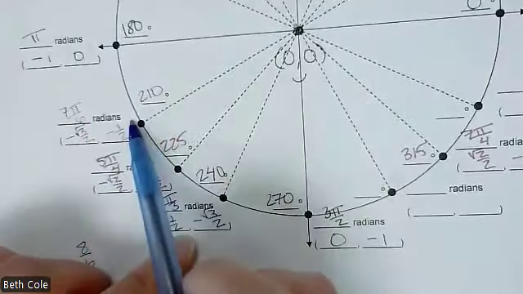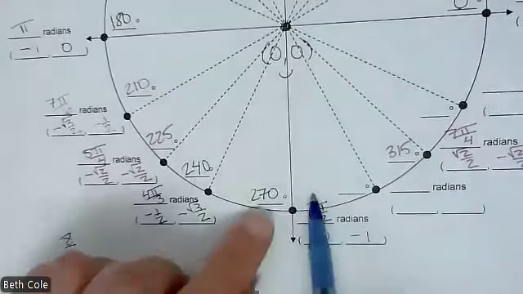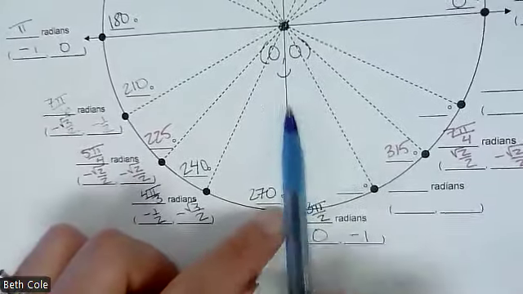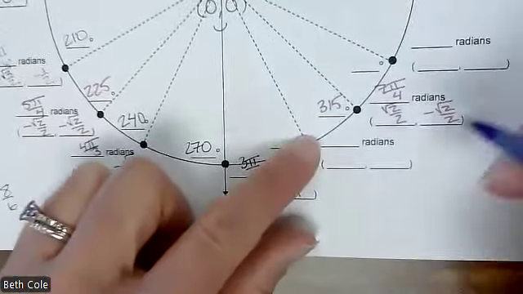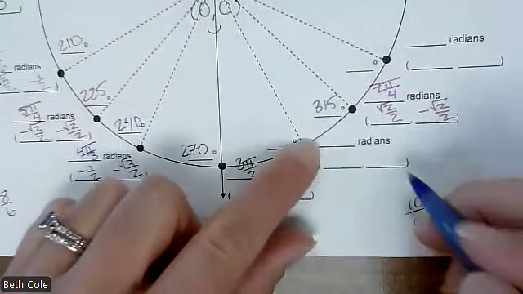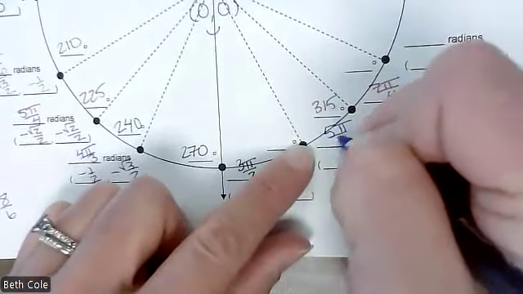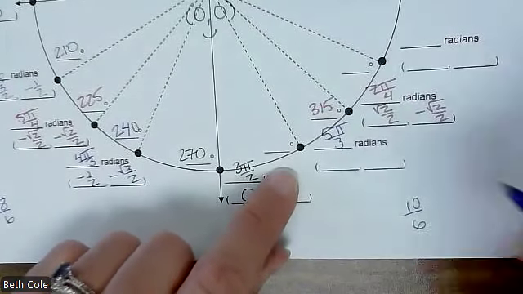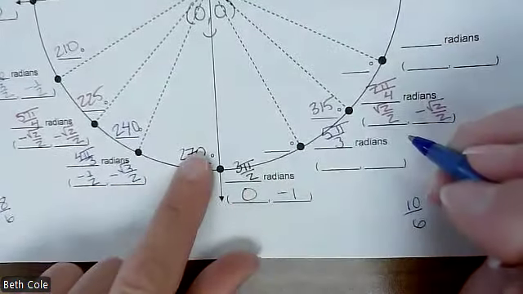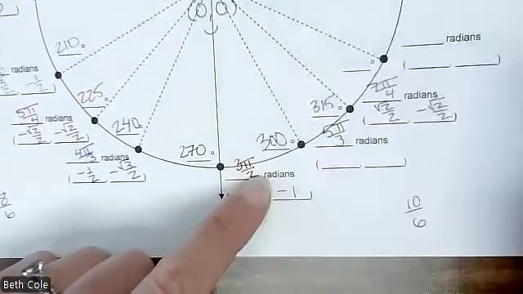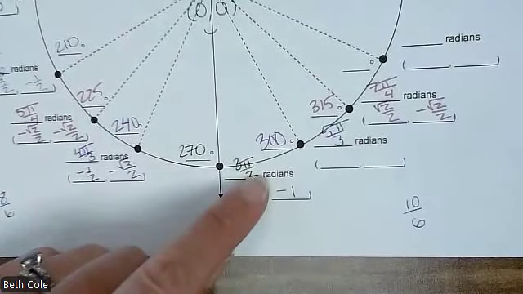6, 6. This is 7, 6. This was 8, 6. 9, 6 is the 3/2. So this next one is 10, 6, which if you want to write that off to the side, that's fine. That would reduce to 5/3. Good job. In degrees, add another 30. 300.